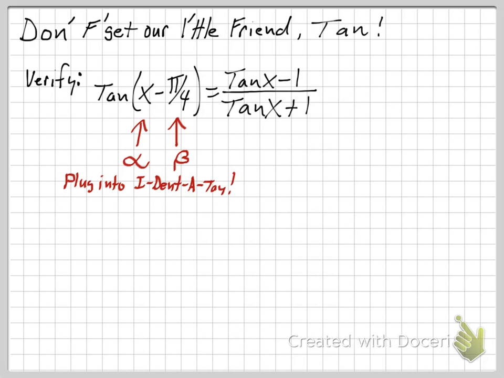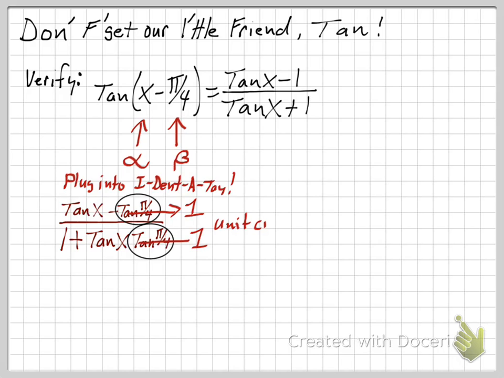Okay, we're going to plug this into our identity for our tangent. We know alpha is going to be the variable x. Beta is going to be pi over 4. Next step, let's go to our unit circle. Let's find out what tangent of pi over 4 is. It's 1. And then we're done. We've verified that this is indeed correct.